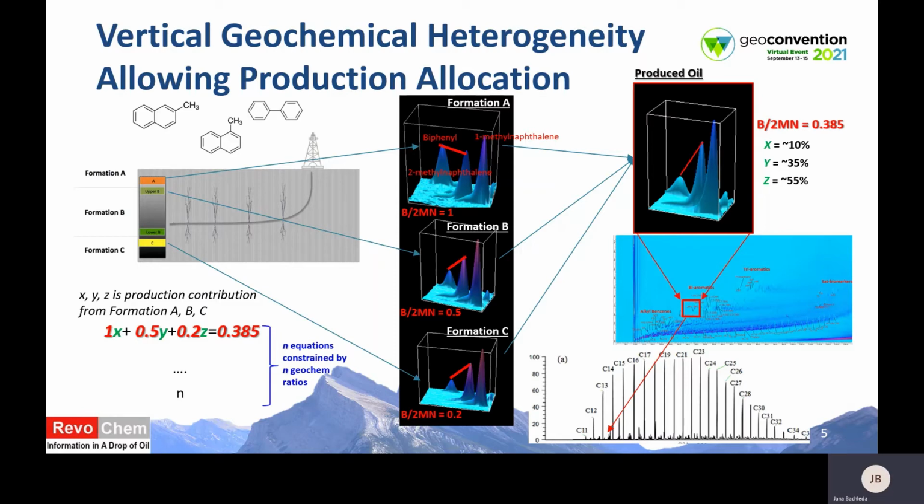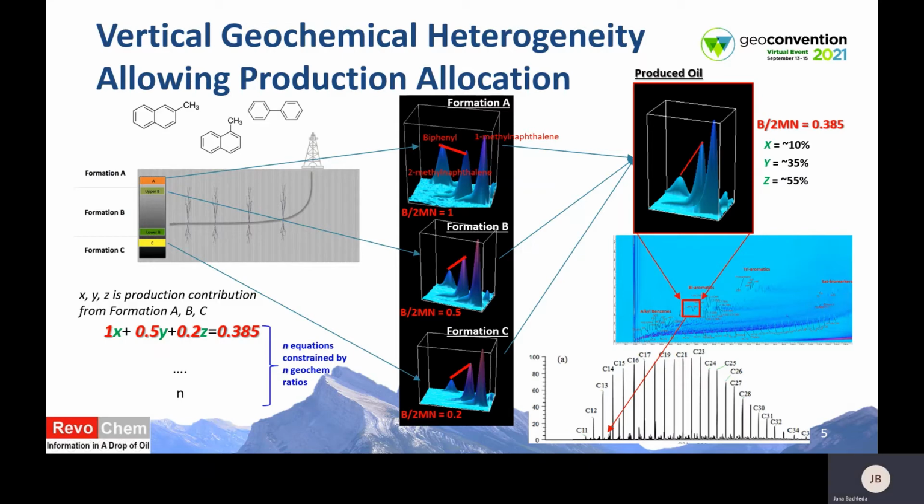Now we simply use those compound ratios, plug that into our mixing model equation, and then figure out what percentage each formation is contributing. So formation A is contributing 10%, formation B is contributing 35%, formation C is contributing about 55%.